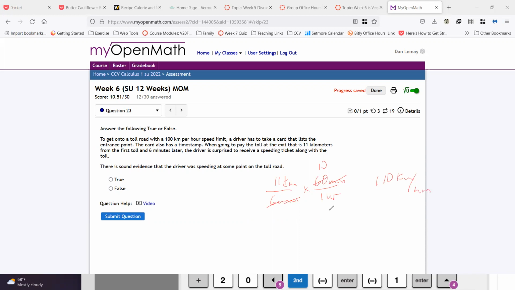So, oh yeah, because of the mean value theorem, I was speeding at some point.